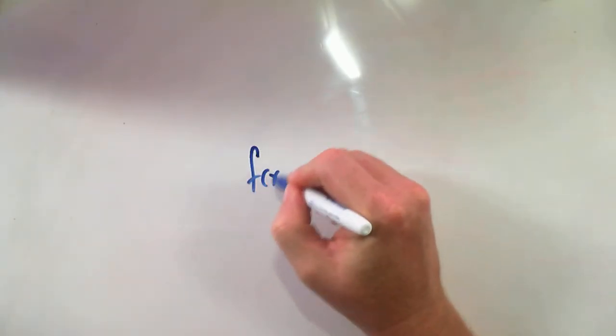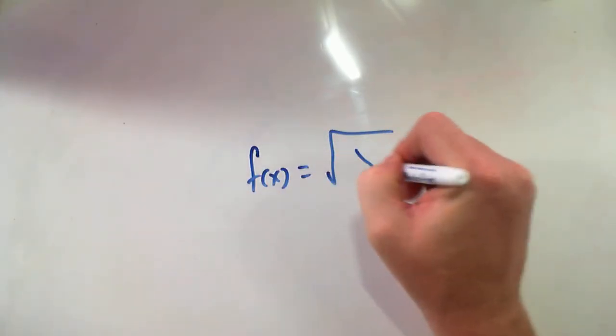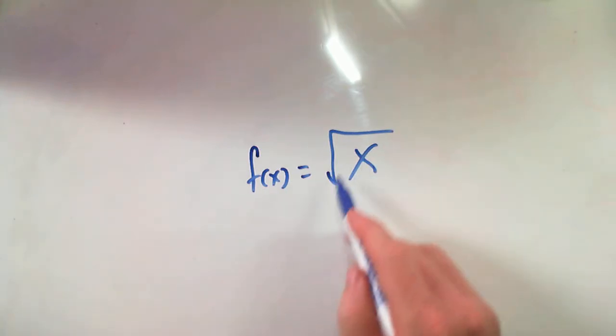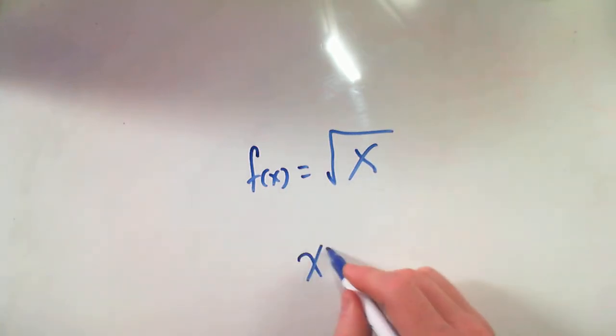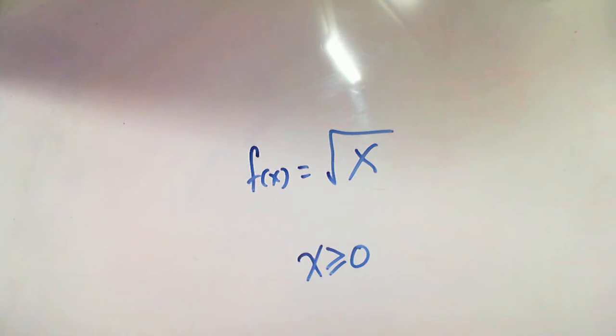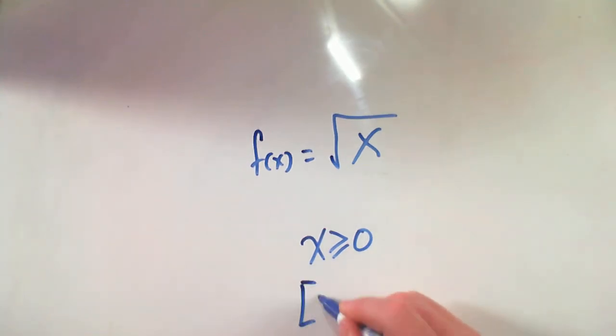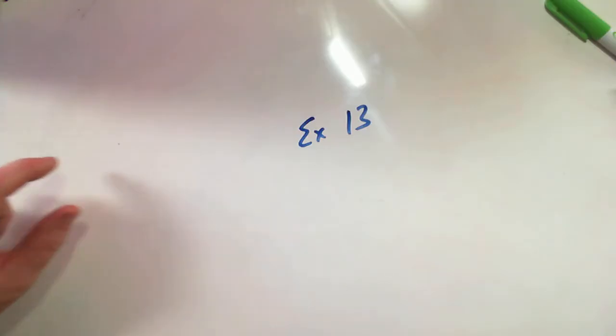In the last one, f of x equals the square root of x. Whatever is underneath the radical, x must be greater than or equal to 0. So here we start at 0, we go to infinity. Those are all positive numbers, so the answer is no, there are no negative numbers there.